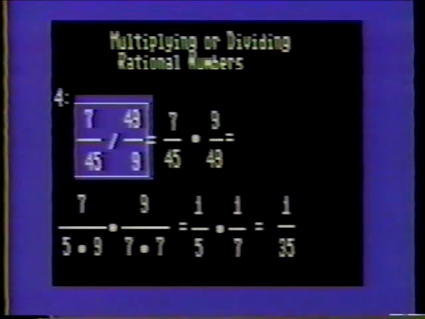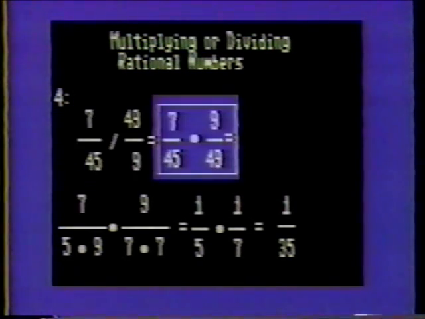Multiplying or dividing rational numbers. Number 4. 7 divided by 45 divided by 49 divided by 9. In order to solve this problem, invert the denominator 49 divided by 9 and multiply it by the numerator 7 divided by 45. The problem is now 7 divided by 45 times 9 divided by 49.